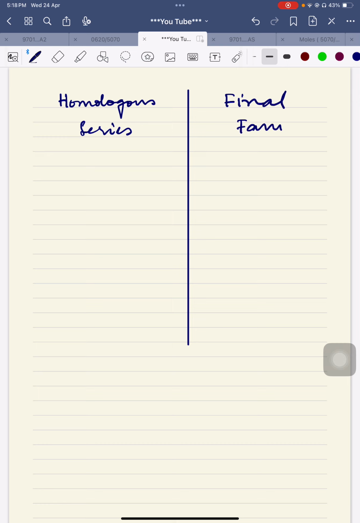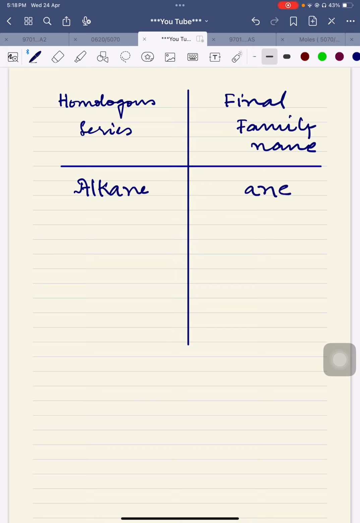Final family name. Okay, guys, if it is an alkane, the final family name will be ane. So we can say that if any compound ends with the word ane, it is telling you that it must be an alkane. That's why it ends with ane.